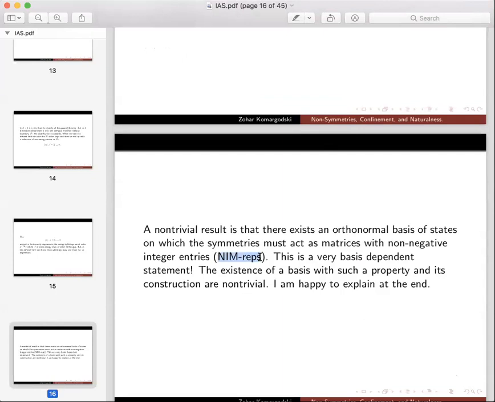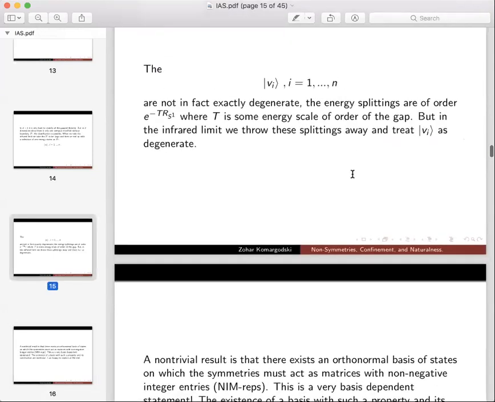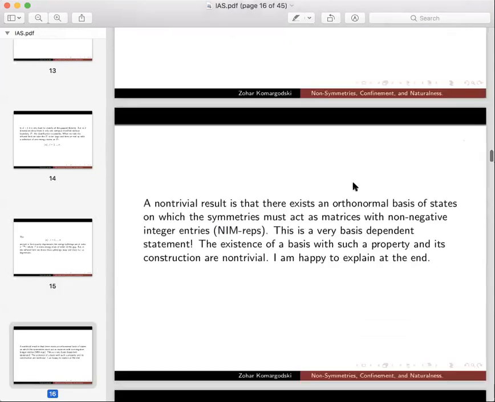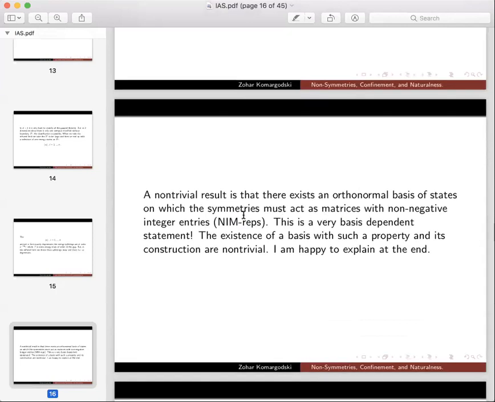What is an NIMREP? It's a matrix with non-negative integer entries. So all the entries of the matrix are non-negative integer numbers. They could be 0, but they cannot be negative, and they have to be integers. So the basic deep claim is that this algebra of non-symmetries has to act on these states VI via some such matrices, which are represented by integer numbers, which are non-negative.